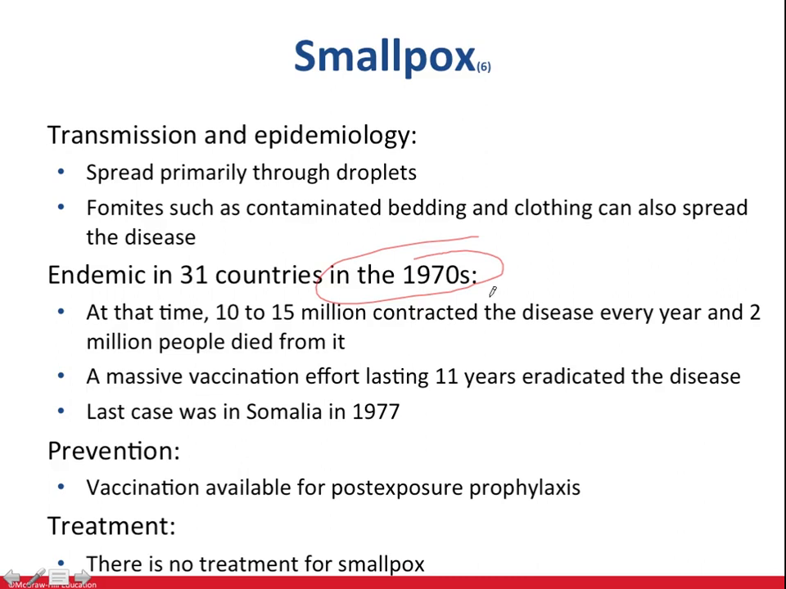So at that time, 10 to 15 million patients got this disease every year. Okay, it caused 2 million people to die. Okay, 2 million people die. So that means one fifth of patients die. Okay, so this is a very severe disease.